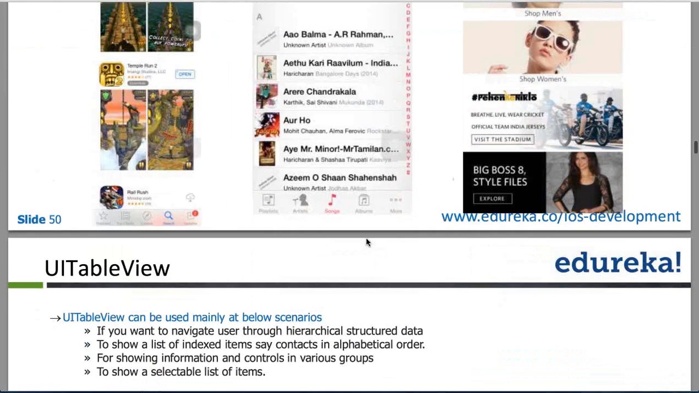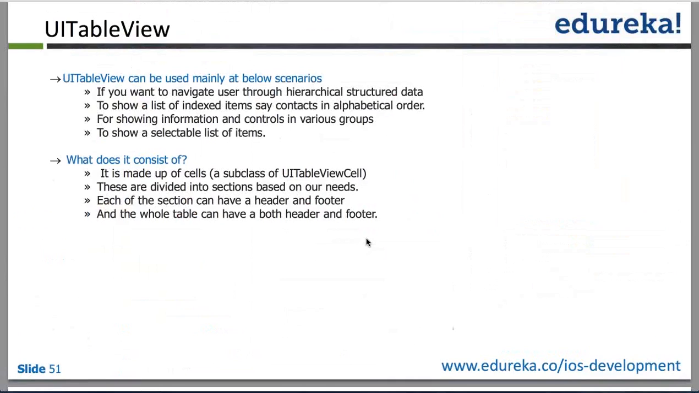When should you use a UI table view? If you want to show structured data and navigate the user through the data, you are going to use a table view. If you want to select some elements out of many options, you are going to use a table view. Or if you want to show some elements in groups, 10 elements in one group, 10 elements in another group, then you are going to use a table view.